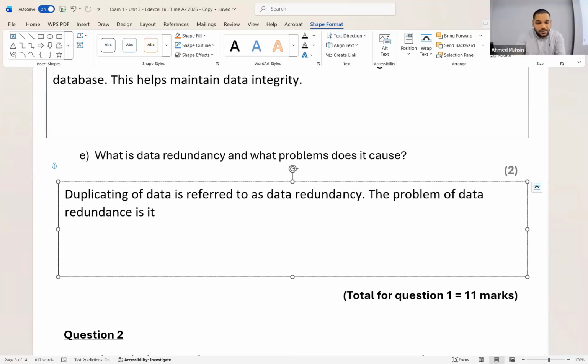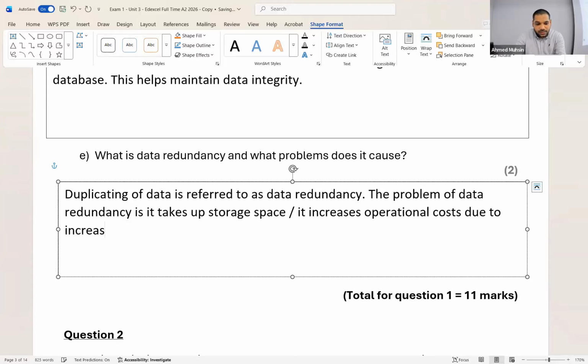Okay, so you can say the problem of data redundancy is it takes up storage space, or you could mention it increases operational costs due to increase in storage space used. Okay, this is the problem with data redundancy. It takes up your storage space, so it's going to increase your operational costs, or operational costs can increase due to more storage space needed, or because you need more processing power to deal with this massive volume of duplicated data.